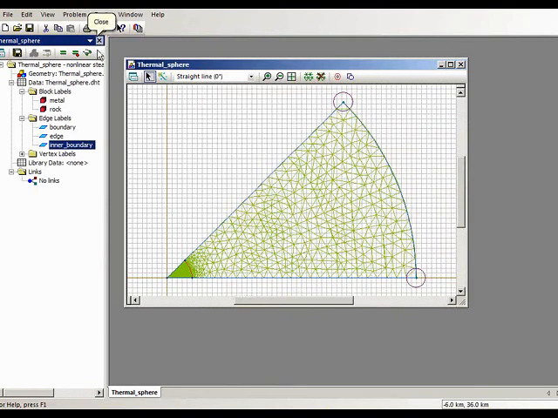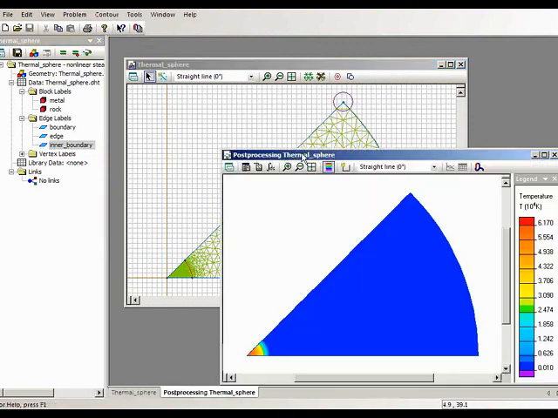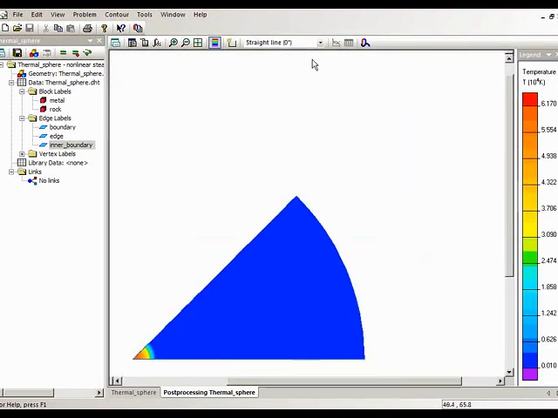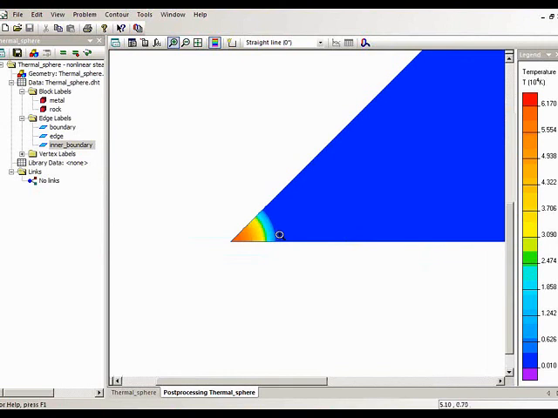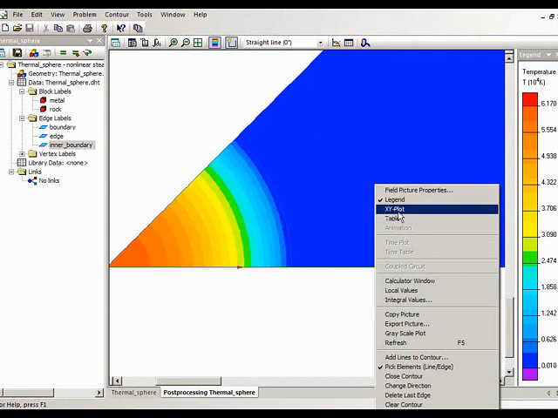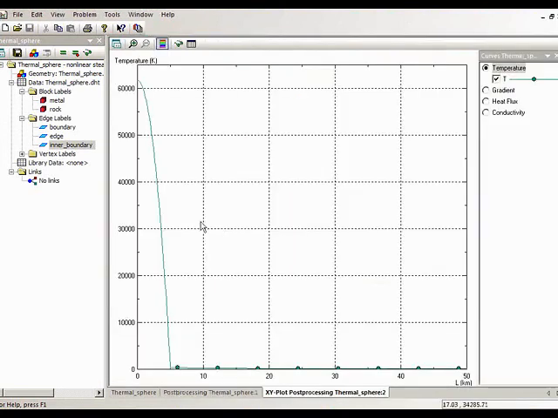Okay, so we can go ahead and examine the solution. We can zoom in to see the temperature profile and also plot the temperature as a function of radius from the center. So the interior is roughly 60,000 K, and then it attenuates very rapidly inside of the silicate region.